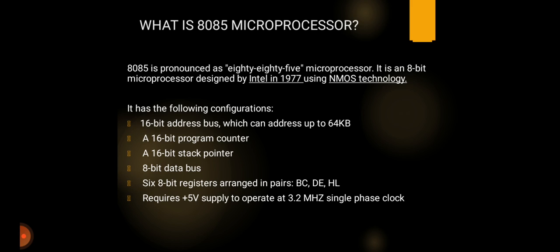Also, it has the following configurations: a 16-bit address bus which can address up to 64 KB, a 16-bit program counter, a 16-bit stack pointer, an 8-bit data bus, and 6 8-bit registers arranged in pairs like BC, DE and HL. Also, it requires a 5 volt supply to operate at a 3.2 MHz single phase clock.